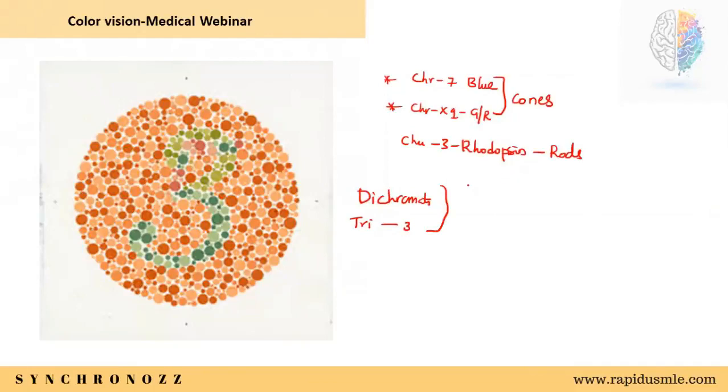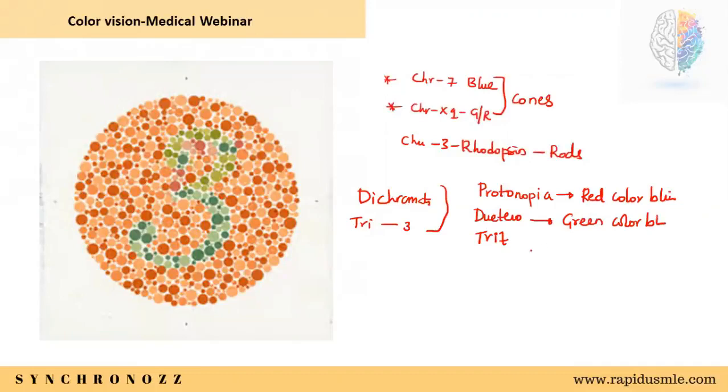When you want to name a color blindness, these are the terms which you use: proto, deutero, and trito. So what do you mean by proto, deutero, and trito? Protanopia means red color blindness. Deuteranopia means green color blindness. And tritanopia means blue color blindness. You need to remember that this is a memory part. Proto means red, deutero means green, and trito means blue color blindness.